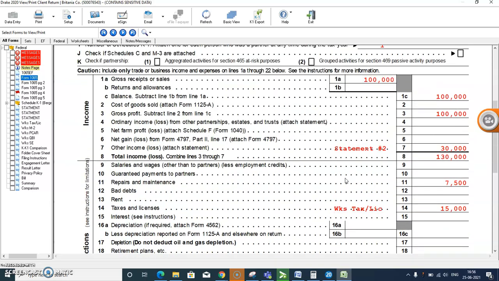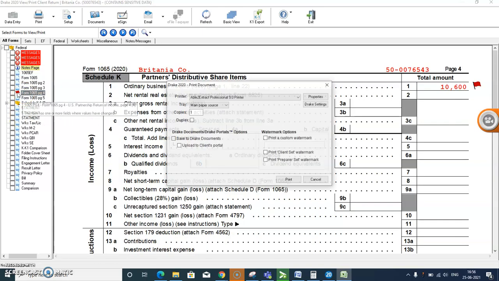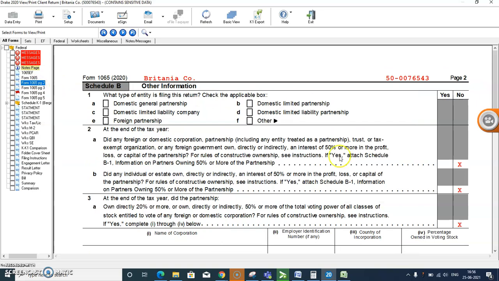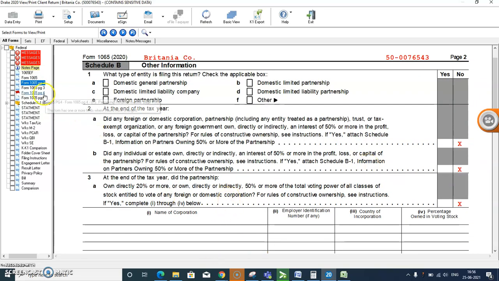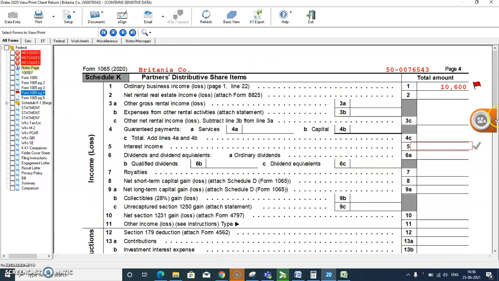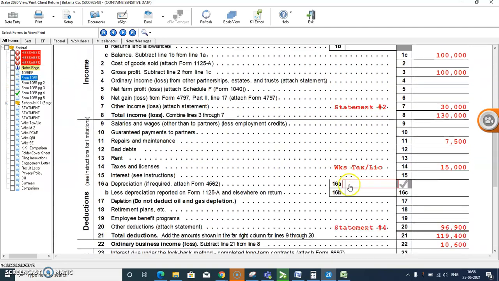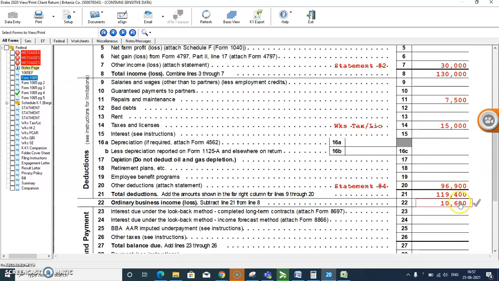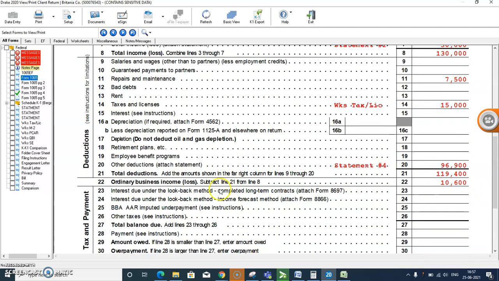So guys, have a look. 1065 page 1. Total income is $130,000. Total expenses or total deduction is $119,400. And the ordinary business income comes to $10,600.